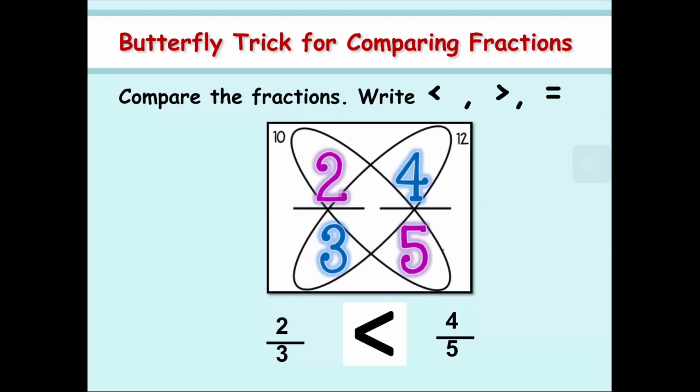All right, and then we're going to do one more example. We will compare the fractions, and then we are going to write down less than, greater than, or equal to. So I'll take my first set of butterfly wings, and we'll multiply 2 times 5. That gives us an antenna over here of 10. Then I'll multiply 3 times 4, and that'll give us 12. Which number is bigger, 10 or 12? If you said 12, you are correct. So 12 is on this side with this fraction over here. That means 4/5 is greater than 2/3. My 2/3 is smaller.